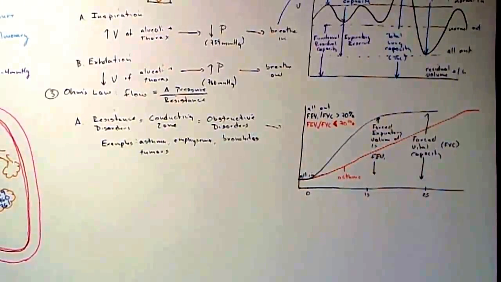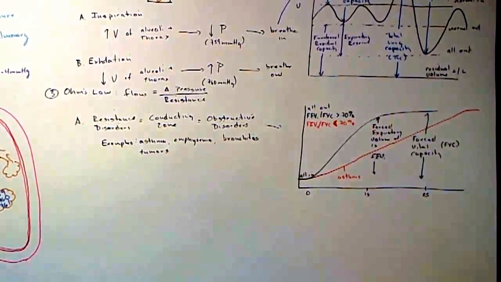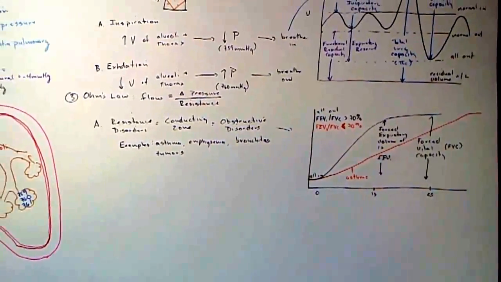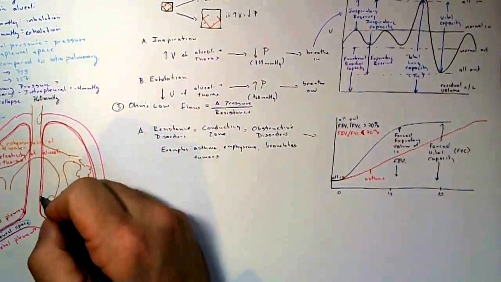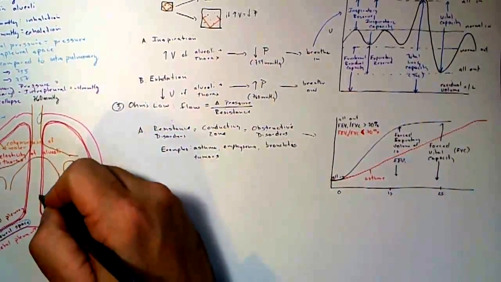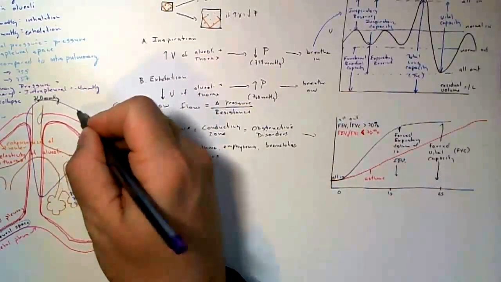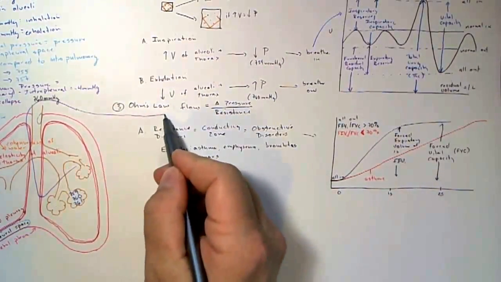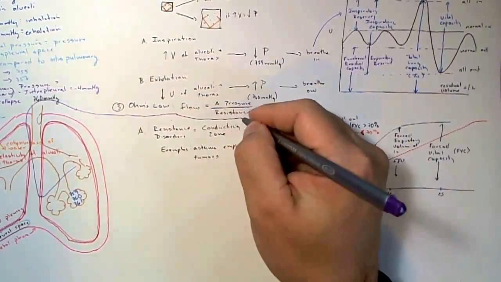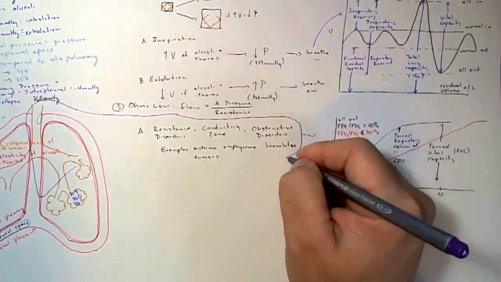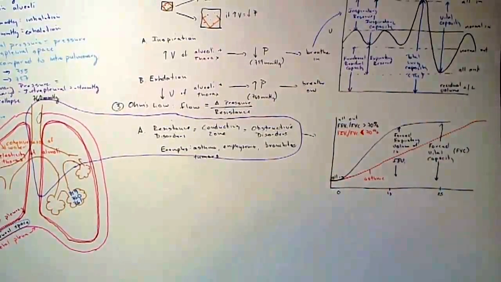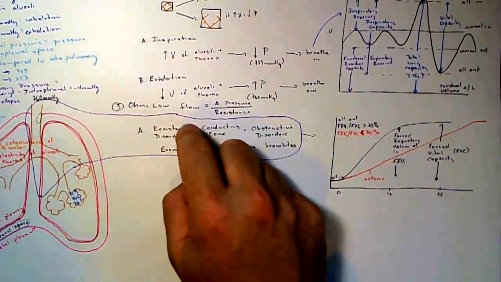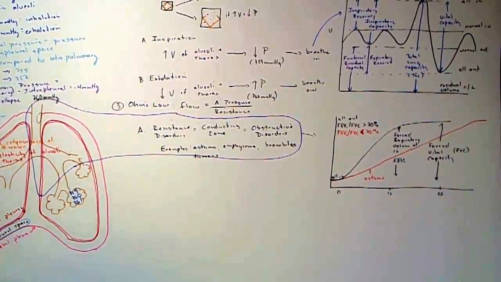So those are resistance disorders. And just to color code this a little bit, again, resistance disorders are going to be disorders essentially in the airways themselves. Make sure I don't cross over. And I did anyway. So resistance disorders are problems with the airways.